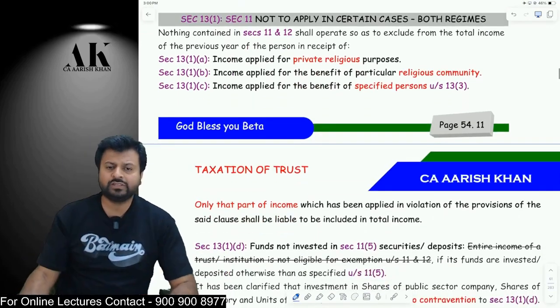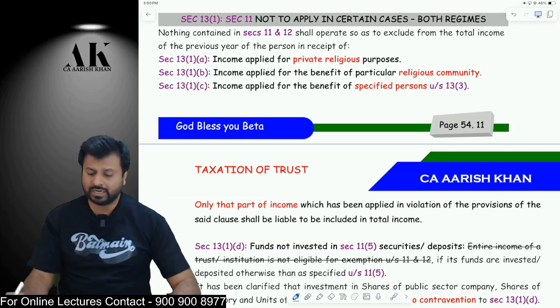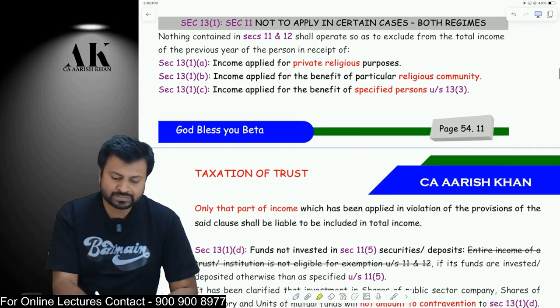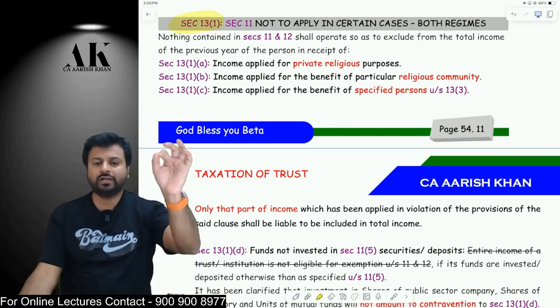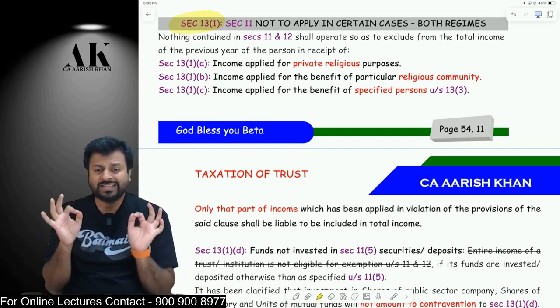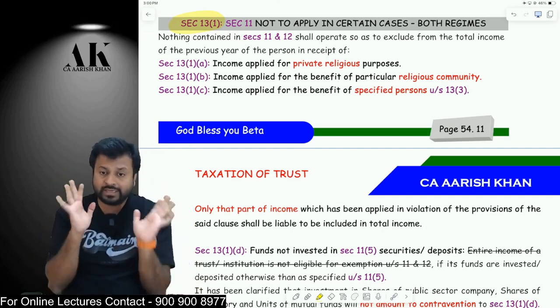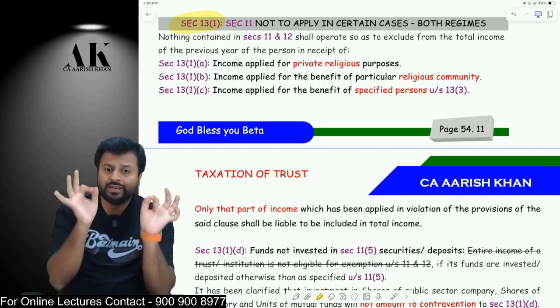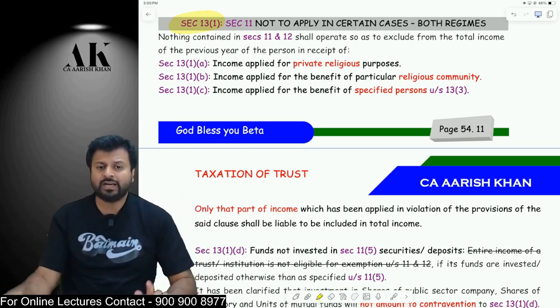Now the next few provisions are very much interrelated to each other. Therefore, you have to be very careful with all these provisions one by one. Be very careful. First of all, the very first thing, section 13 subsection 1. What is section 13 subsection 1? Section 13 subsection 1 says that you are not supposed to do certain things. If you do certain things, then you will be liable for income tax. Your exemption will be denied under the income tax law.